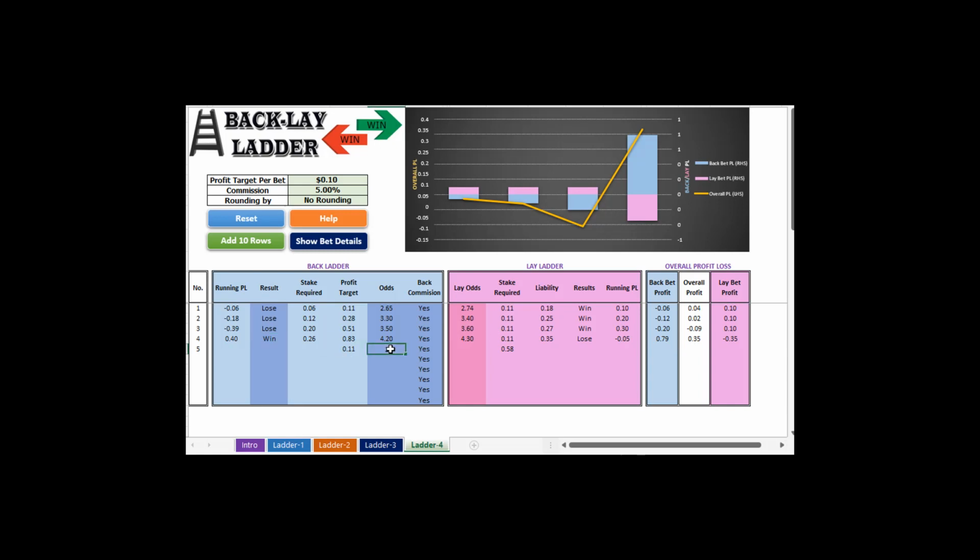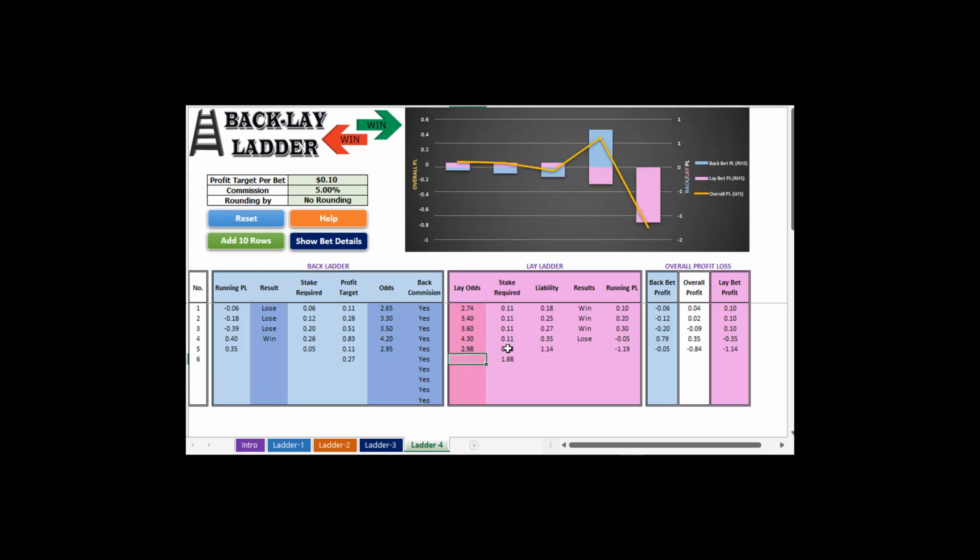The next race we've got a shorty at 2.95, and we can see now we have to put in 5p on the win side, and on the lay side we've got to put on 58 pence. Our liability will be £1.14 should the horse win and the lay bet lose. But we'll put a win in there, and we can see now that our overall for the system after 5 bets we're actually losing nearly 70p.